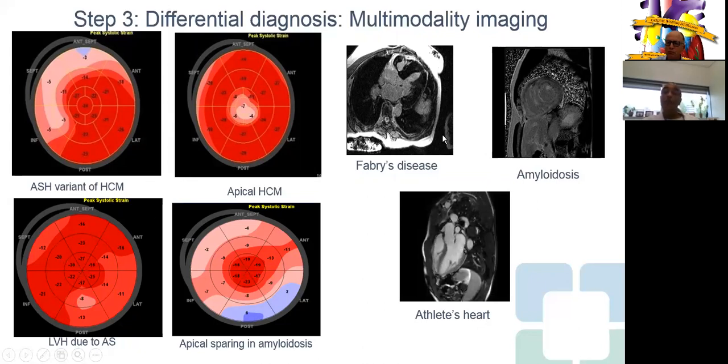And using multimodality imaging, predominantly MRI, you can identify other phenocopies like Fabry's disease, amyloidosis, or even athlete's heart. So always be on the lookout. Is this really HCM, or is there something else to the story? Because trying to treat amyloidosis in the same way as you would treat an HCM patient is not going to end well. Or taking an amyloid patient to heart surgery is not a very good idea.